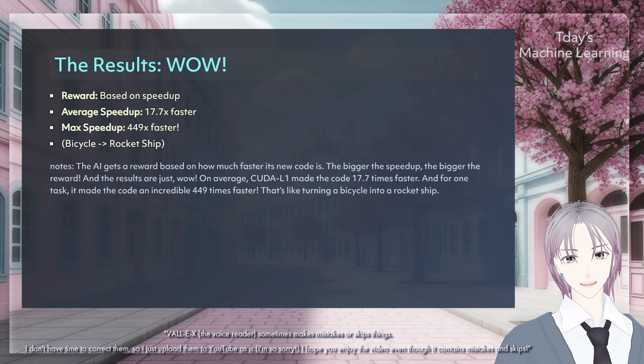The bigger the speedup, the bigger the reward, and the results are just, wow. On average, it made the code 17.7 times faster. And for one task, it made the code an incredible 449 times faster. That's like turning a bicycle into a rocket ship.